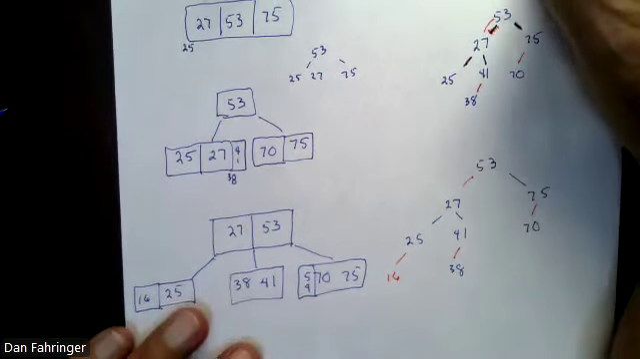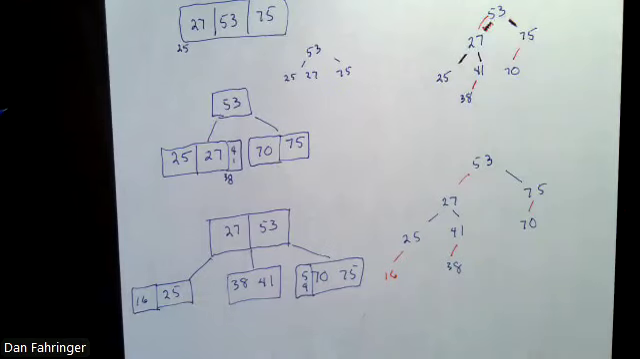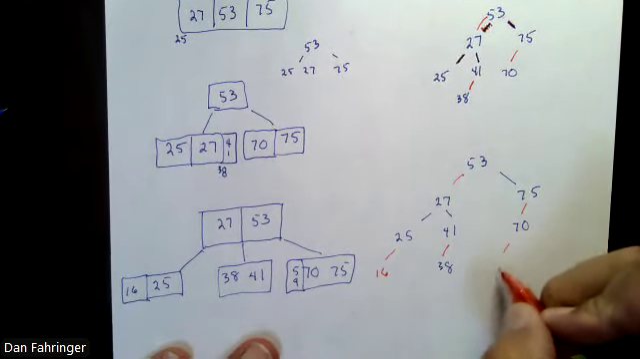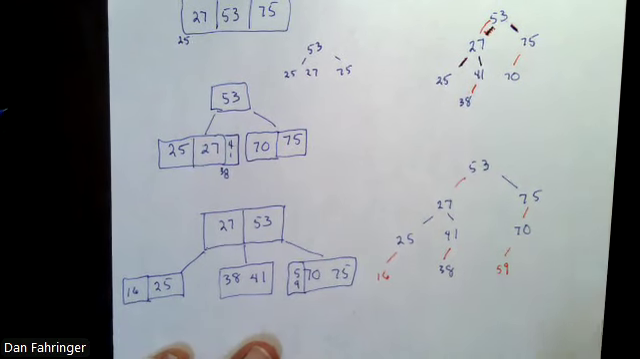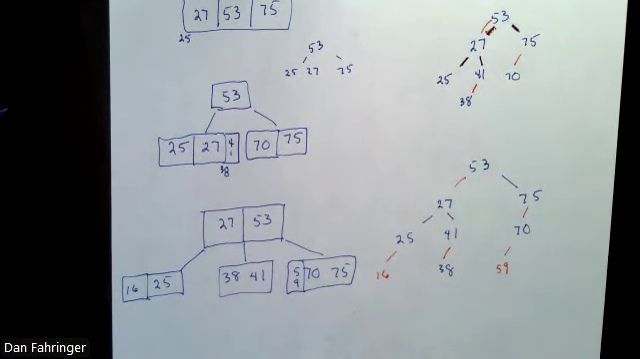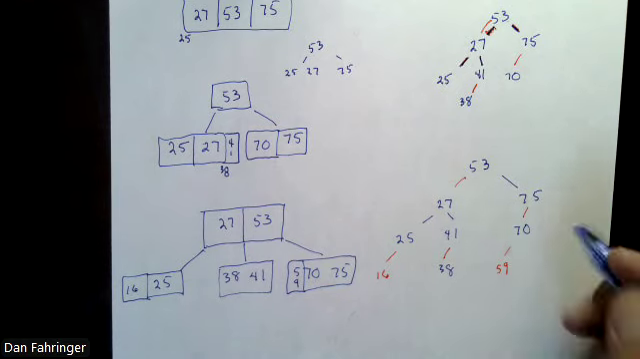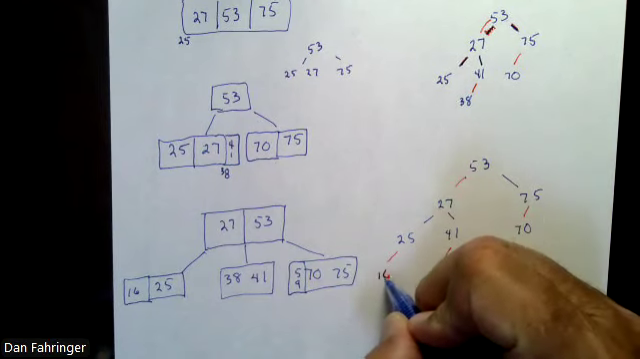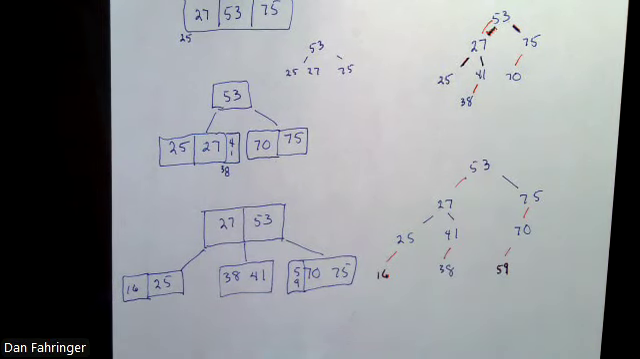The last number to add is 59. 59 is greater than, less than, less than. So I add the 59. What happens when I add 59? You have to rotate right on the 70 to get the two reds away from each other.